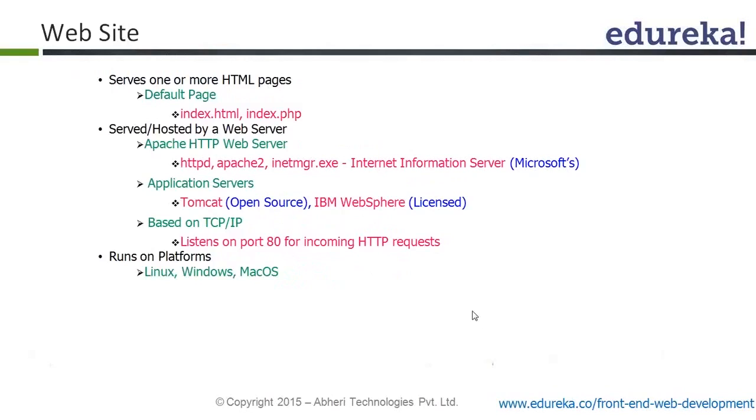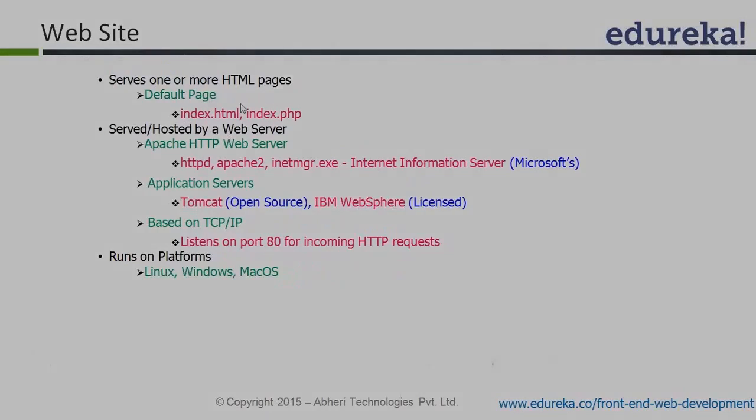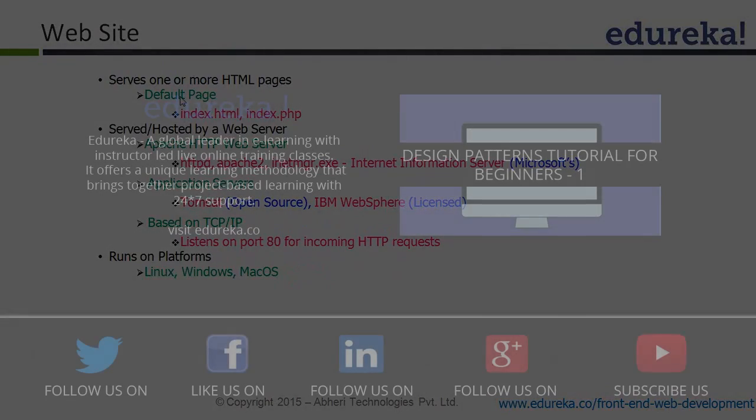So a website will consist of these components, mainly a web server, which is an active process that is running, and it will serve the web pages. A web page could be a static web page or a dynamic web page.